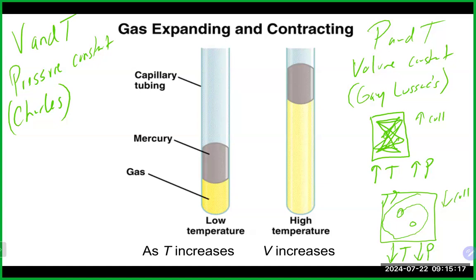So in the case of Lussac's law here, as we increase the temperature, we would expect more collisions. More collisions will result in an increase in pressure. So as one goes up, the other goes up, and vice versa. As one goes down, the other goes down. As the temperature goes down, everybody is moving around slower, so less collisions, less pressure.